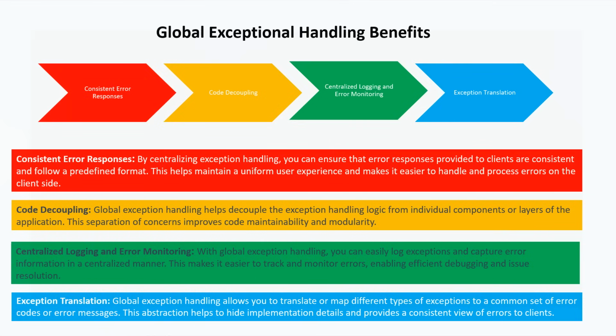Exception translation. Global exception handling allows you to translate or map different types of exceptions to a common set of error codes or error messages. This abstraction helps to hide the implementation details and provide a consistent view of errors to the client.